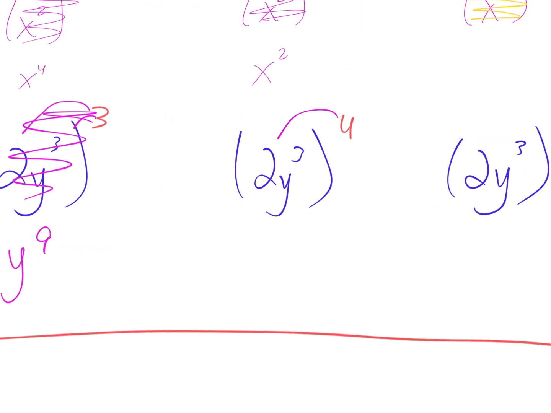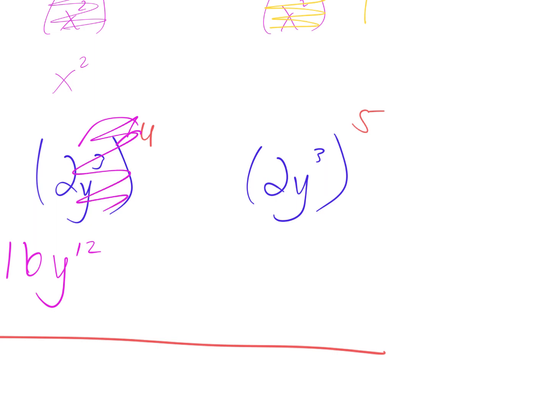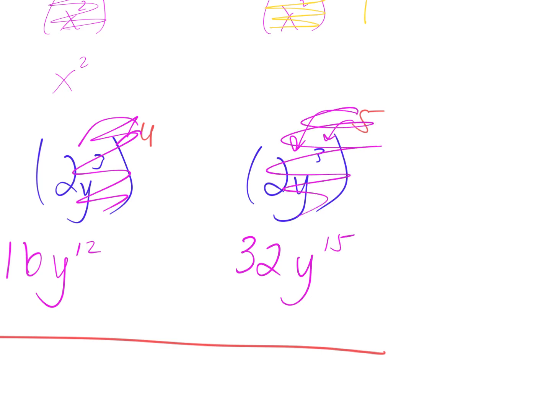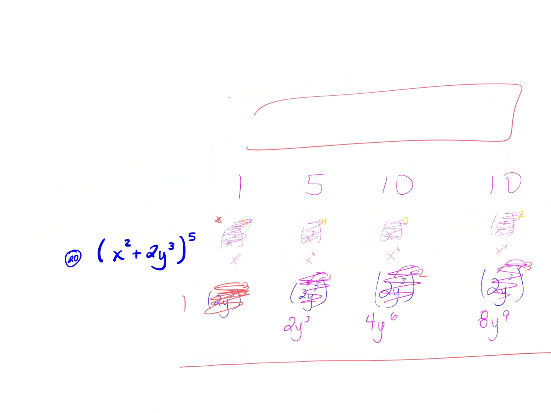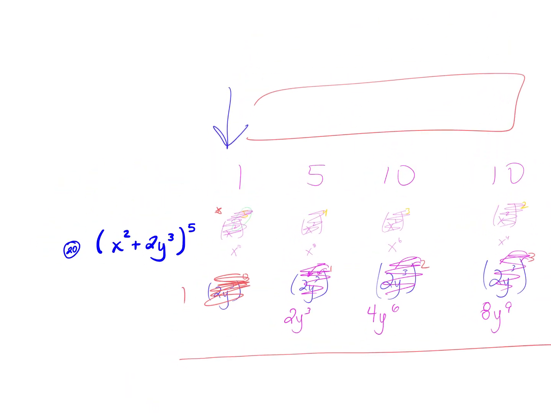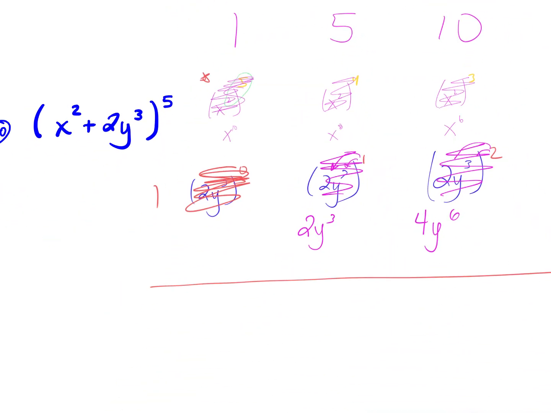This exponent goes here and here. This becomes 16y to the 12th. And then this one goes here and here. This becomes 32y to the what? 15. Now, all we do now is just simplify. You're going to multiply down, stick the letters on it. What's 1 times 1? Times x to the 10th is just x to the 10th.